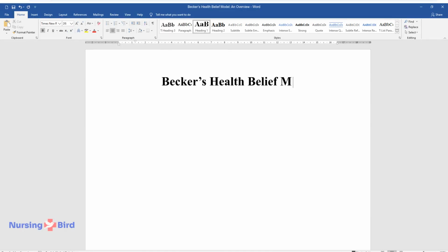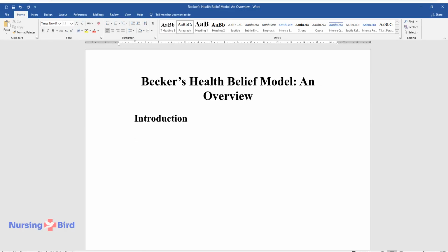Becker's Health Belief Model, an overview. Introduction. The middle of the 20th century has faced a significant uprising in sociological studies of healthcare initiatives.